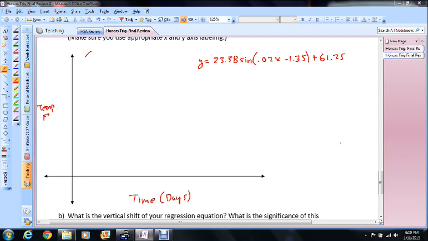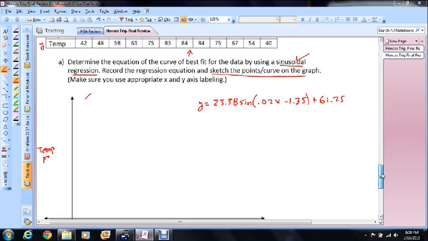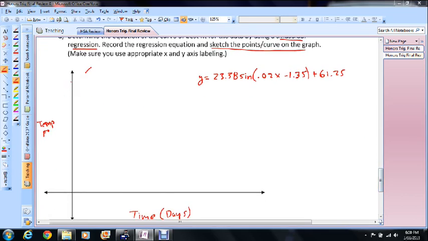And if you look at our table of values, our largest x value is 355, our largest y value is 84. So it might make sense to make your axis go up to about 100 for the y-axis, and I don't know, about 400 for your days. But you can make that however you like. Just make sure you do label it. 400 is easy to break up.